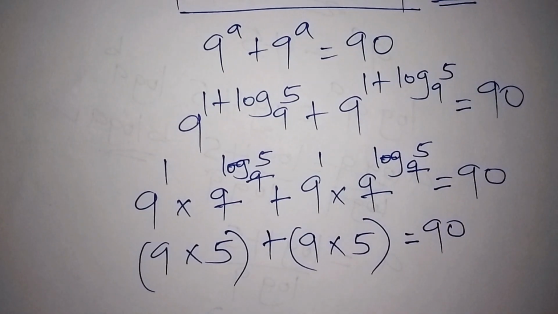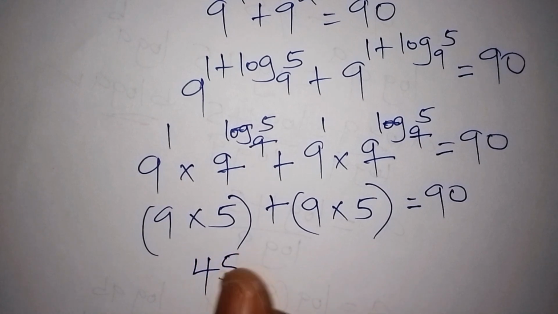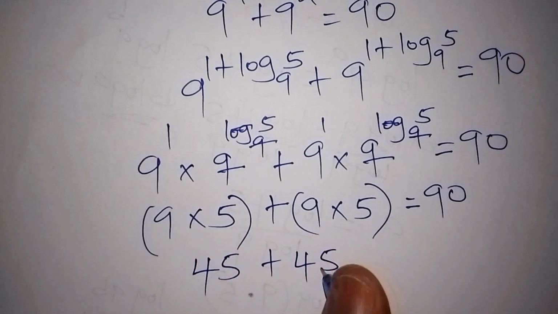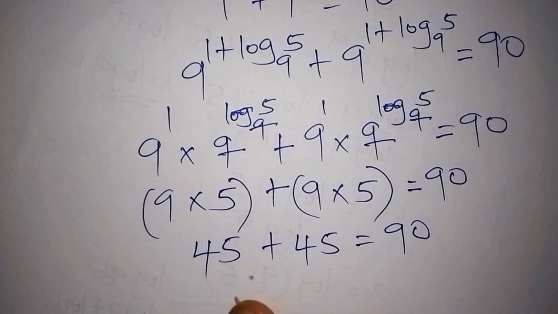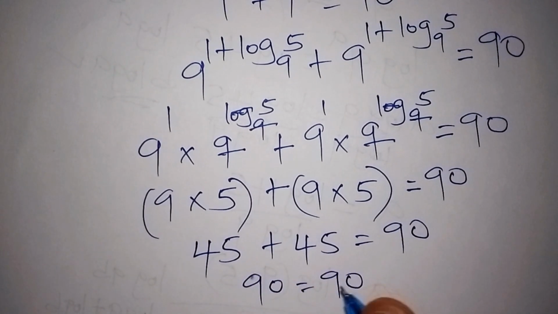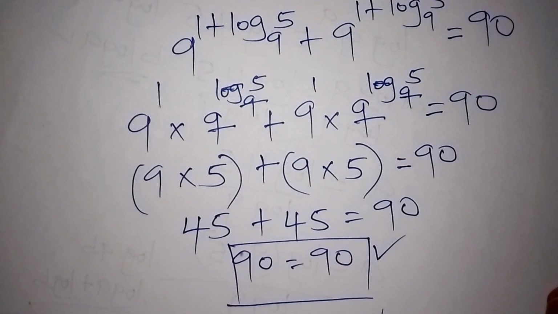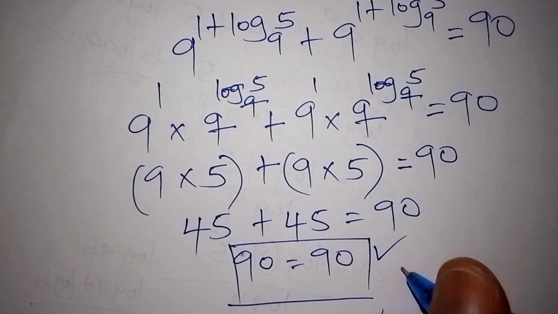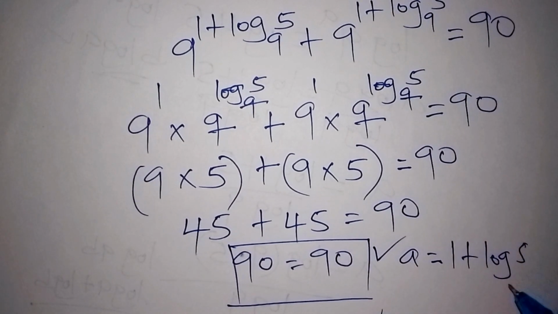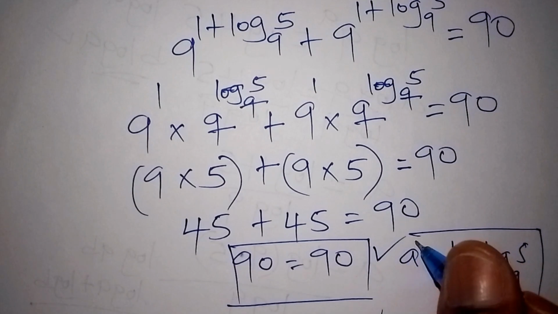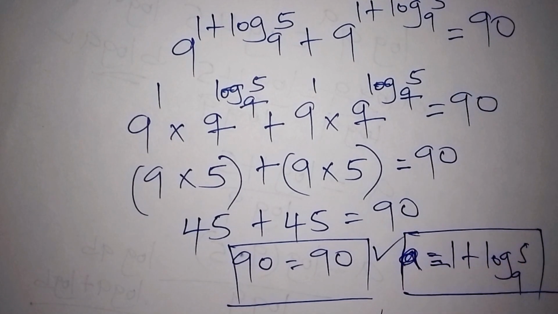What is 9 times 5? The response there is 45. So 45 plus 45 is equal to 90. What is 45 plus 45? That means 90 is equal to 90. So our value is very correct when we conclude that the value for a is equal to 1 plus the log of 5 to the base of 9. That is now our value for a.